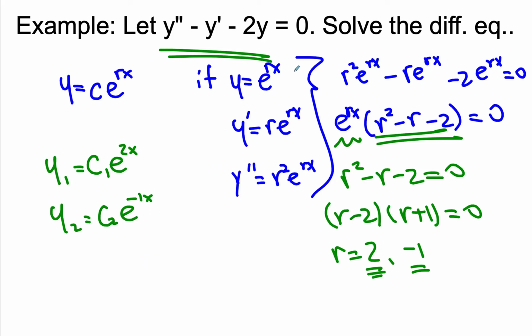Since both of them is equal to 0, our y will be equal to c sub 1 e to the 2x plus c sub 2 e to the negative x. Both of them together will be our complete answer. Because if you think about it, when they're linearly independent, when I combine them together, it will still be equal to 0 anyway. So that's basically what I can do.